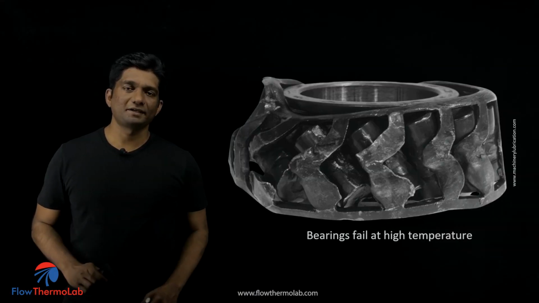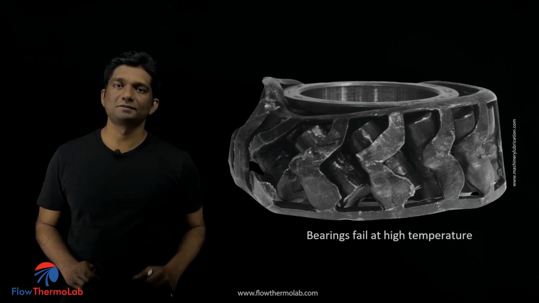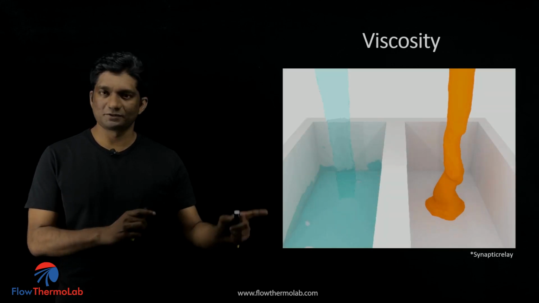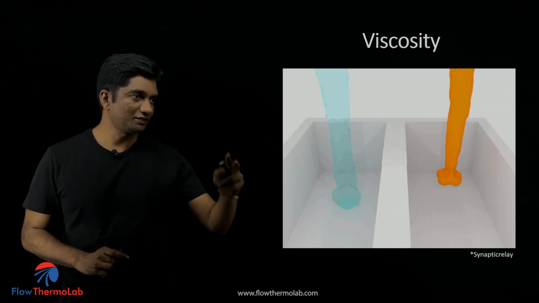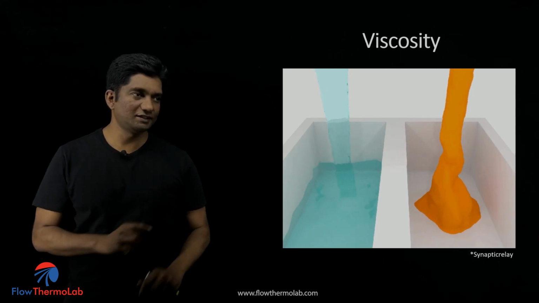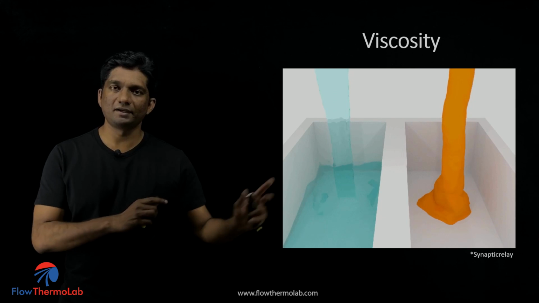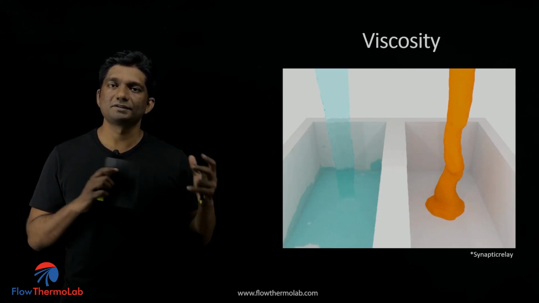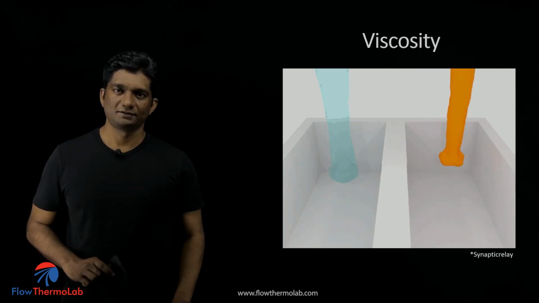Now let's look into the second property, which was causing the problem for the bearing system, right? And this guy is viscosity. So you're familiar with viscosity. You know what viscosity is. You can see the images of two liquids here. One is less viscous, the other one, the honey, or a thick fluid, which is highly viscous.